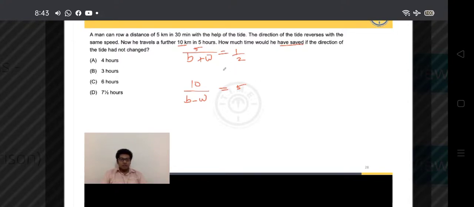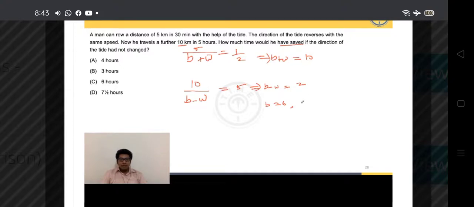Now in this equation, if we cross multiply, I'll have B plus W equals 10. And B minus W equals 2, which is 10 by 5. Add both equations and divide by 2, I'll have B as 6. Subtract both equations and divide by 2.